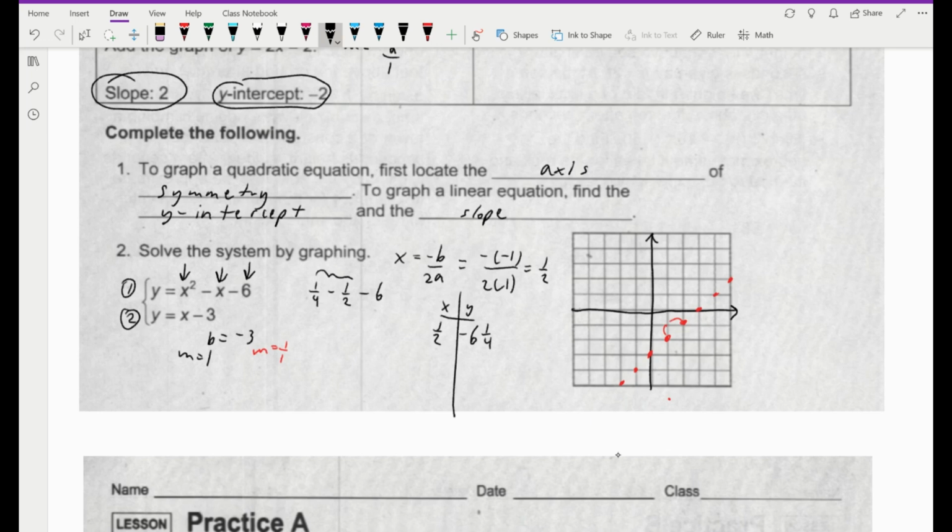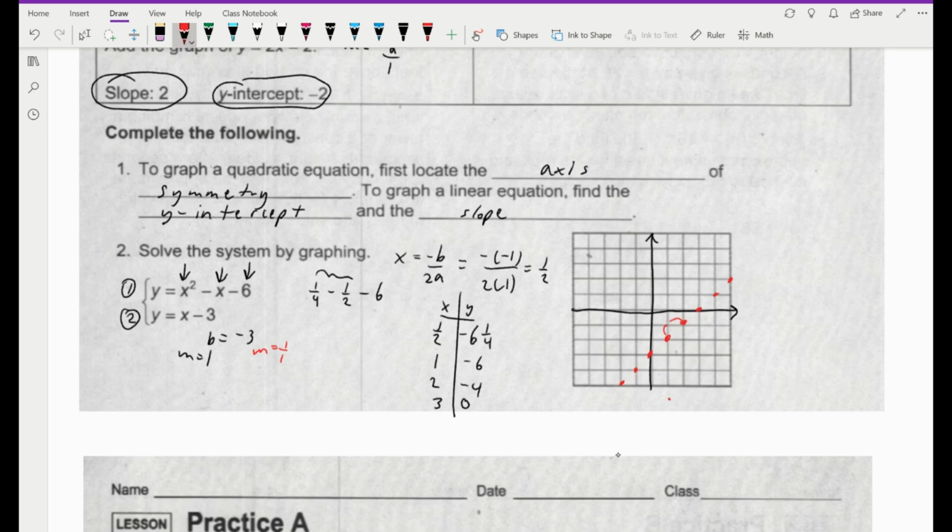We'll plug in 1. We always want to plug in points close to the axis of symmetry. If you plug in 1, we get 1 squared minus 1, which is 0, and then 0 minus 6 is minus 6. Plug in 2. 2 squared is 4, 4 minus 2 is 2, 2 minus 6 is minus 4. And let's do another point, 3. 3 squared is 9, 9 minus 3 is 6, 6 minus 6 is 0.